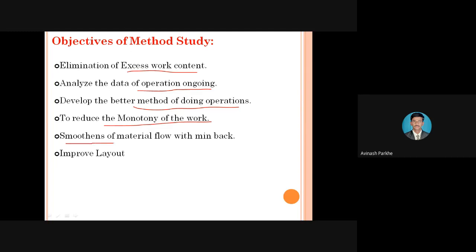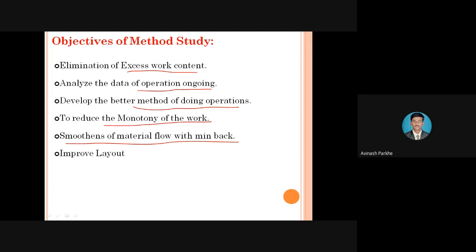Then, smoothness of material flow with minimum backtracking. Whatever material is being converted into finished goods can be moved from one workstation to another, from second to third, in a smooth condition without any backtracking. Once it is moving from workstation number 1, it should move from 2 to 3, 3 to 4, 4 to 5. It should not come back to workstation number 1 or workstation number 2.